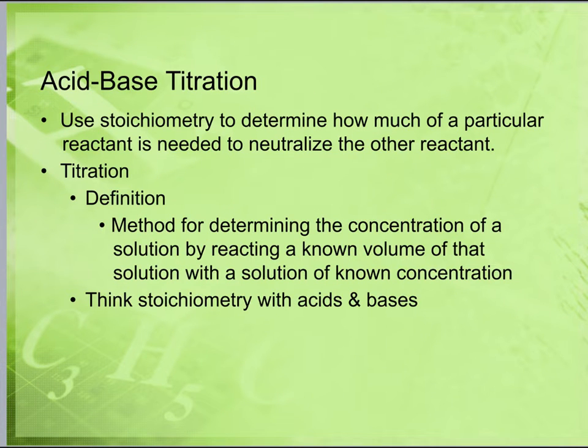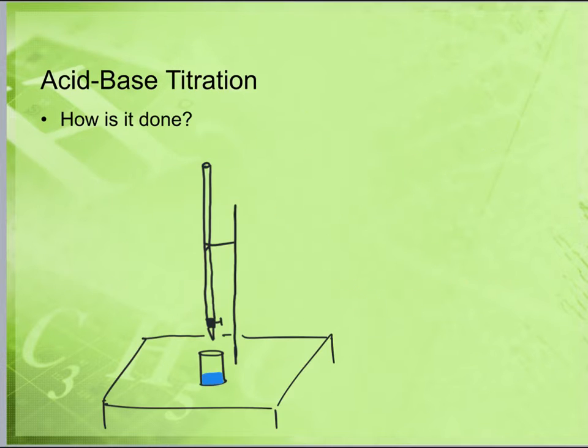Okay, so we're going to start seeing titrations. This is using stoichiometry to determine how much of a particular reactant is needed to neutralize the other reactant. The definition of a titration: it's a method for determining the concentration of a solution by reacting a known volume of that solution with a solution of known concentration. I know that sounds kind of complicated, but on the next slide we're going to draw out what happens, and hopefully that should clear it up. But basically what these problems are going to be is stoichiometry with acids and bases.